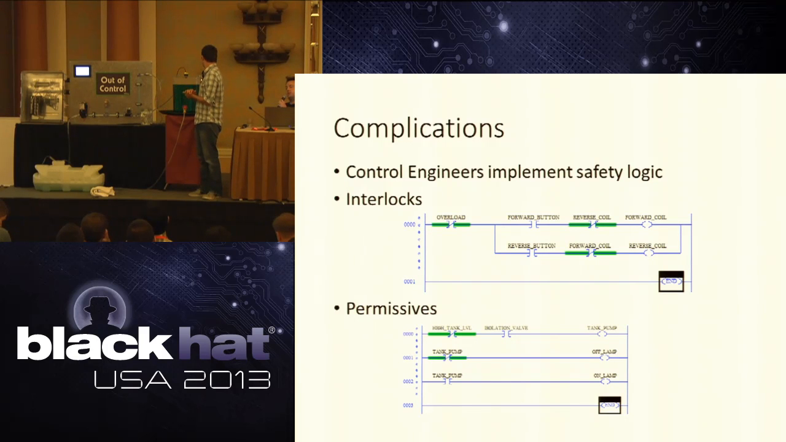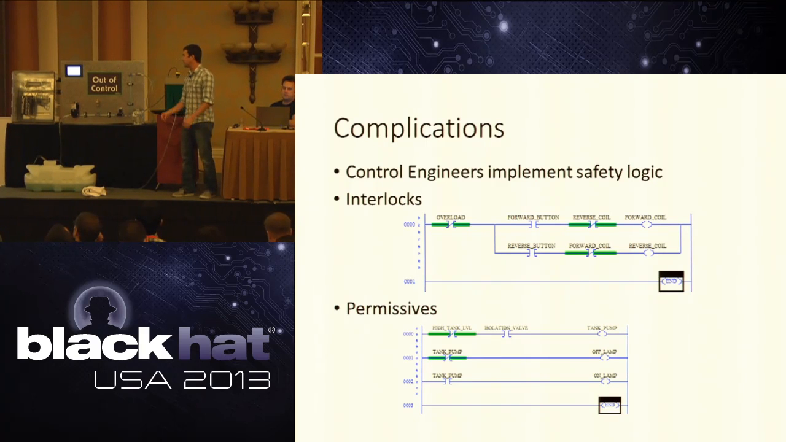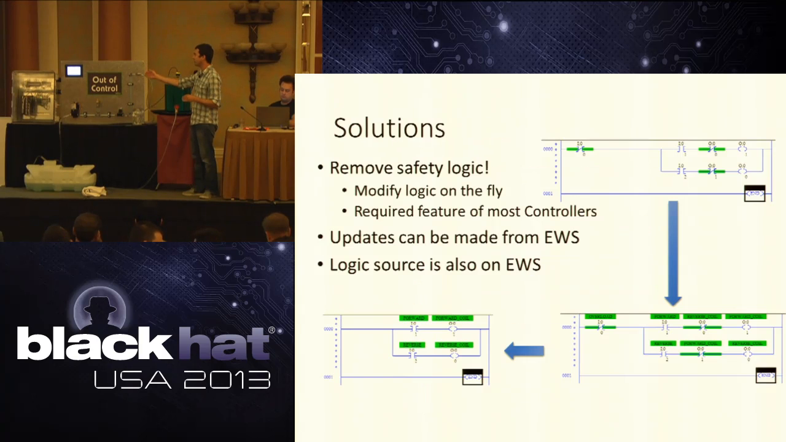Or another example might be you can't have all the lights in an intersection green at the same time. So there's safety logic built into your intersection. Exactly. That sort of stuff is implemented in the logic of the controller itself. And we also have permissives, and that's what we did here. We will only allow activation of our pump if this valve is open.